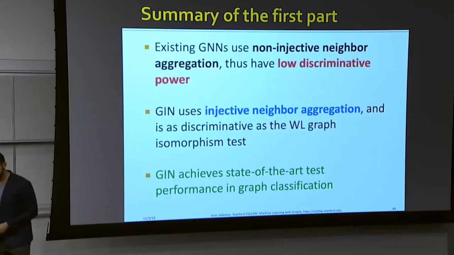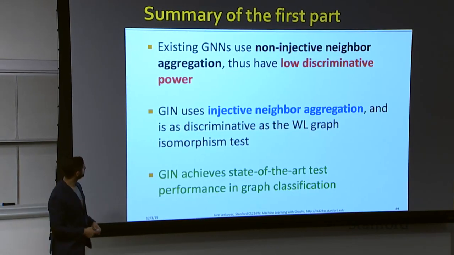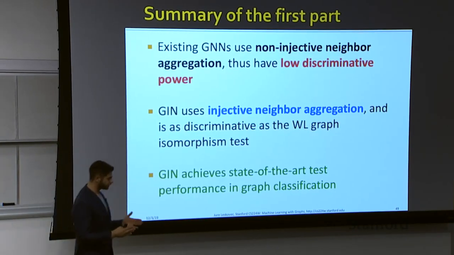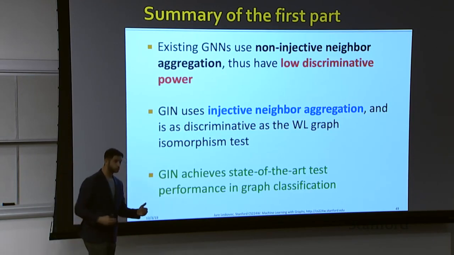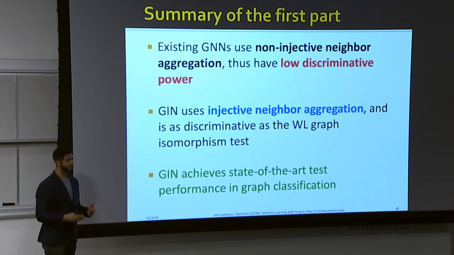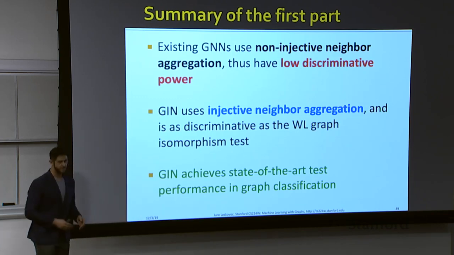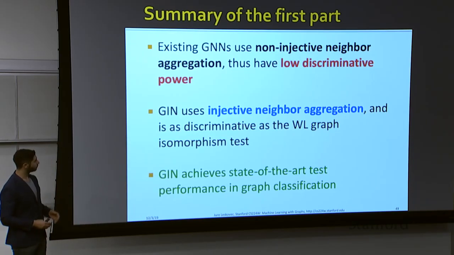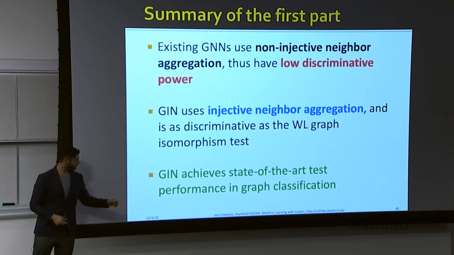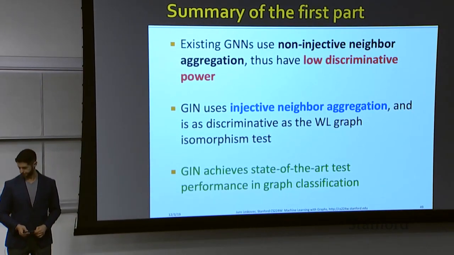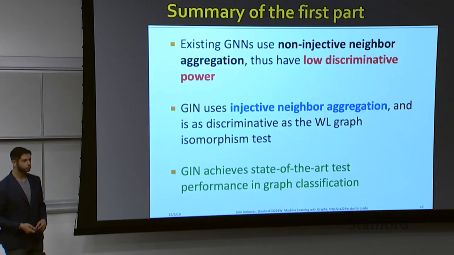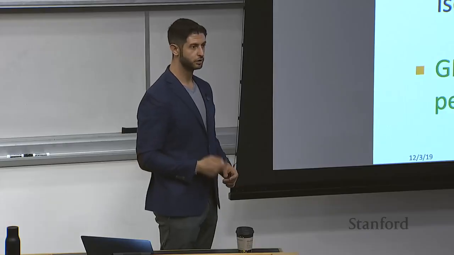Perfect. So let's recap the first part. We have seen that existing GNNs use non-injective neighbor aggregation and therefore have low discriminative power. Then we talked about GIN, which instead uses injective neighbor aggregation and is as discriminative as the WL graph isomorphism test. And GIN achieves state-of-the-art test performance in graph classification, as we have just seen on this last slide. Cool. If there are no questions, we jump to the second part.